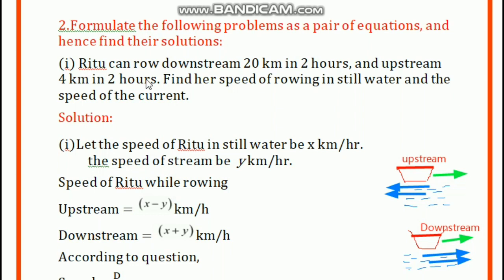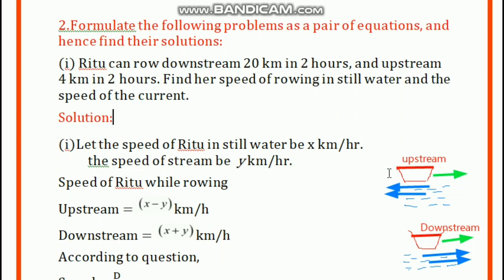So Ritu is rowing in still water. Actually, we need to find the speed of Ritu in still water and, at the same time, the speed of the current. Here we consider Ritu as a boat in still water, and the speed of the current we can consider as the stream. You know that there are waves. So let the speed of Ritu in still water be x kilometer per hour, and the speed of the stream or current be y kilometer per hour.